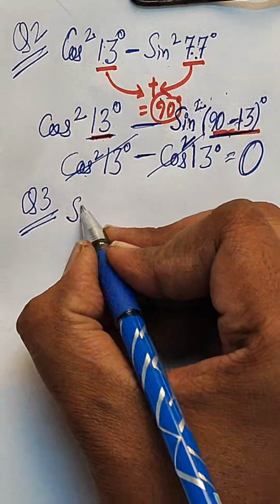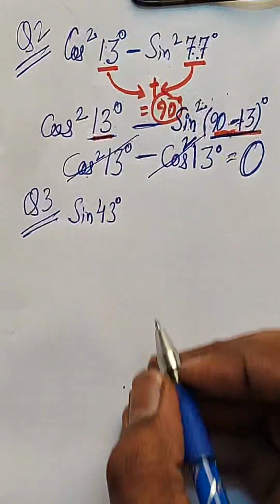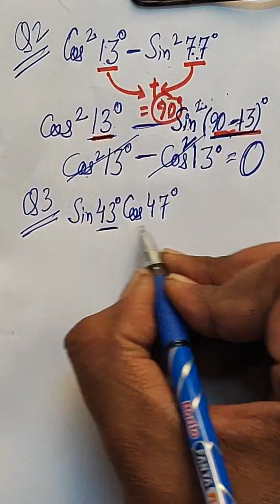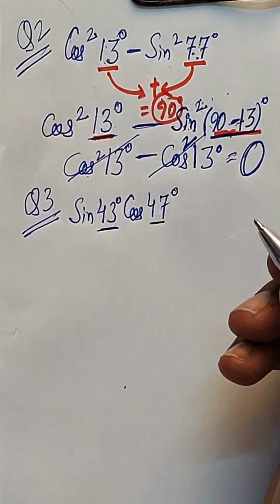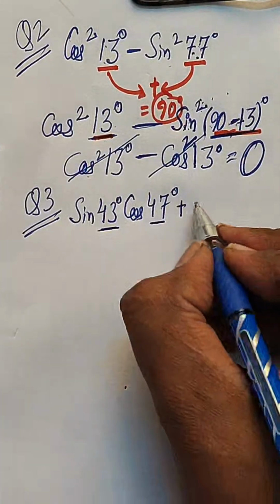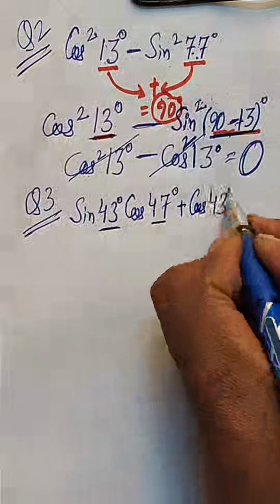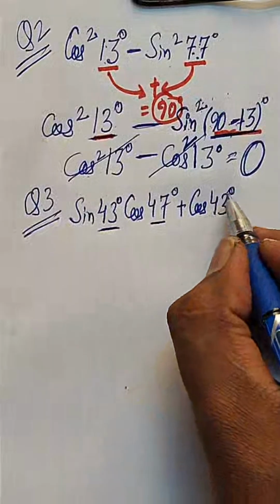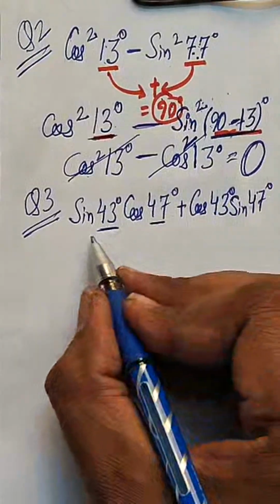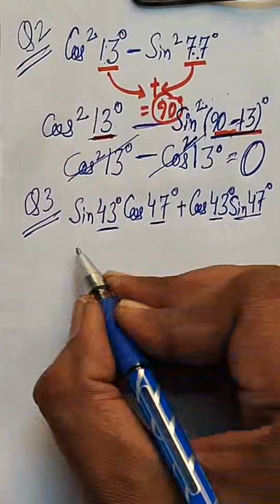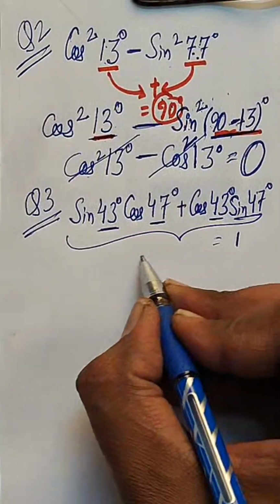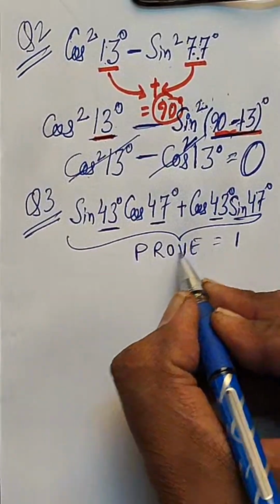Sine 43 degree, cos 47 degree. You can see 43, 47. If you add, it becomes 90, complementary. Plus cos 43 degree, sine 47 degree. To prove this, all is equal to 1. We need to prove it.